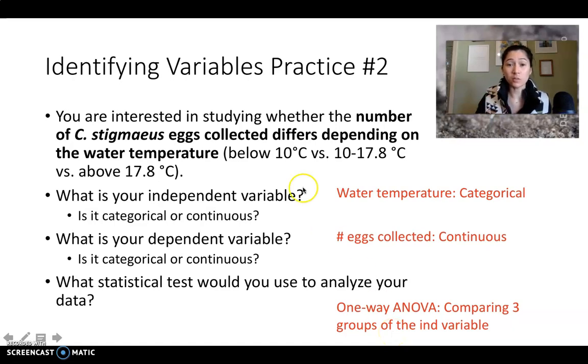So remember here we specified we're breaking up water temperature into three different groups or three different categories: below 10 degrees C, between 10 and 17.8, or above. So in this case, because we have three groups of one independent variable, that would be a one-way ANOVA.